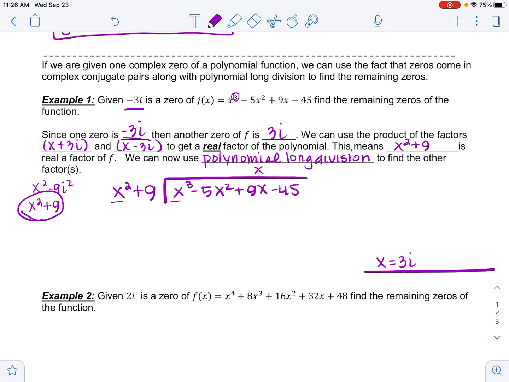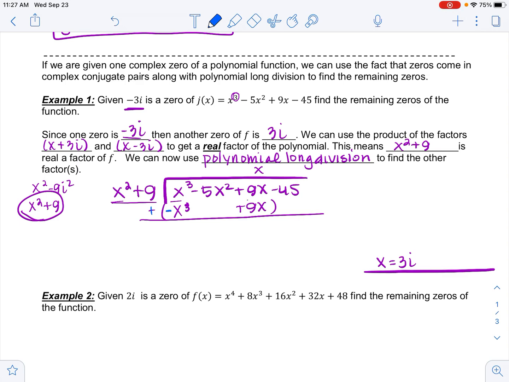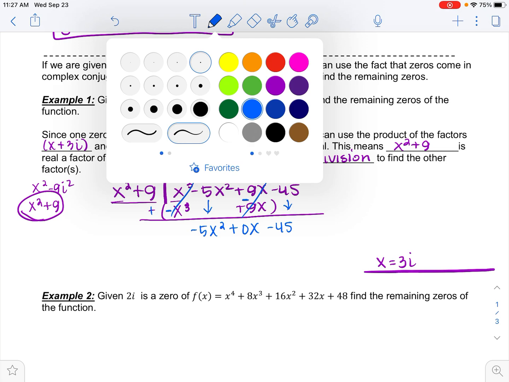Okay, polynomial long division. What do I multiply this by to get this? That's x. I'm going to put it up there. Distribute your x to these two terms. That's x cubed. And then 9 times x is 9x. Make sure you put that underneath the x. Subtract that. I don't like subtraction, so I'm going to change it to addition and distribute my negative. These cancel. This comes down here, so that's negative 5x squared. These cancel. I'm going to write plus 0x in case I need a placeholder for it. And then minus 45.